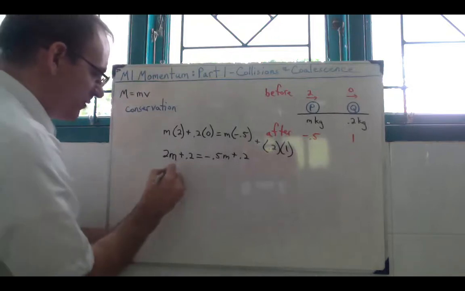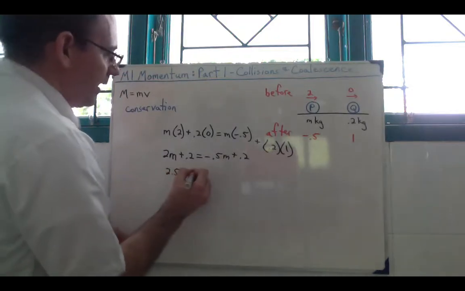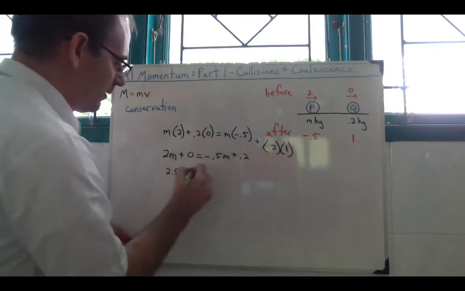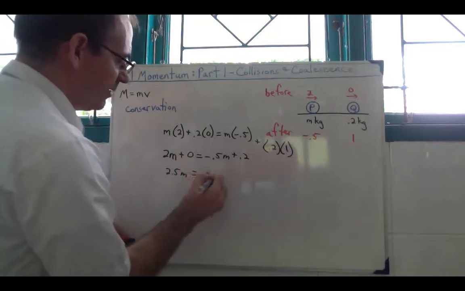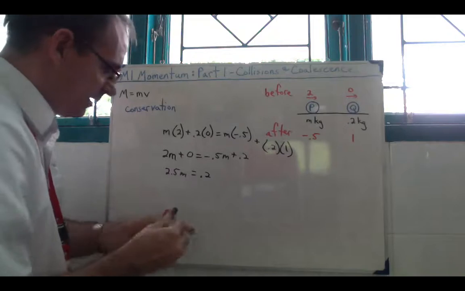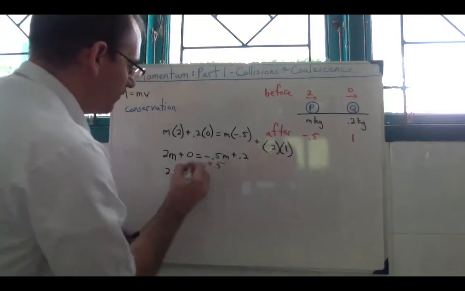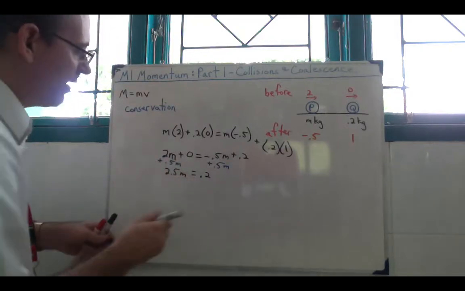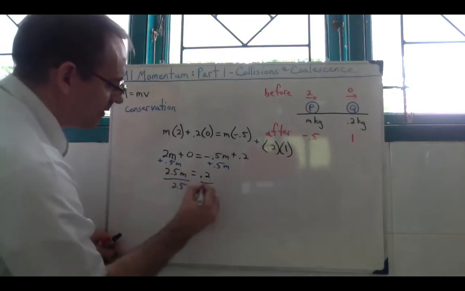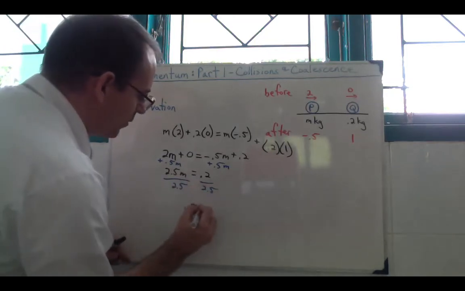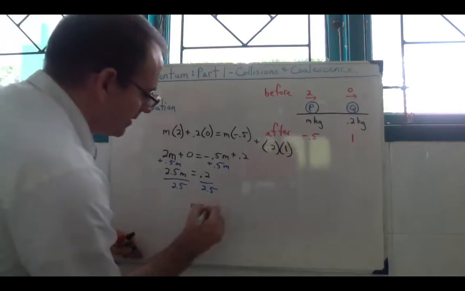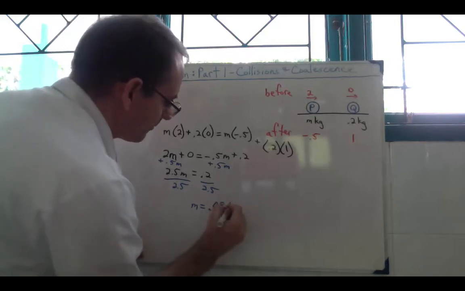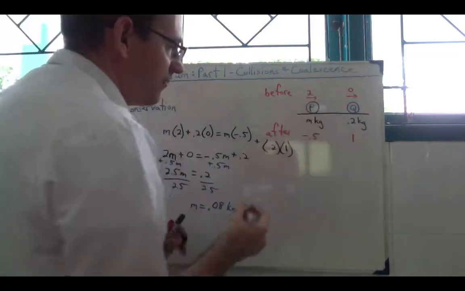Add the 0.5m to the other side, 2.5m. Oh sorry, this one is 0: 0.2 times 0. So 2.5m equals 0.2, because we added the 0.5m to the other side. Okay, so now we divide by 2.5, divide by 2.5, and m will equal 0.08 kg, because this is mass. So that is the mass of particle P.